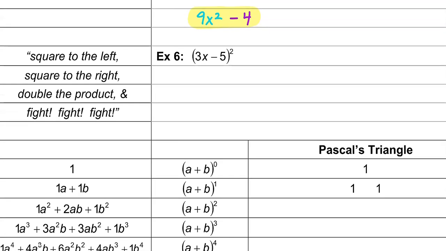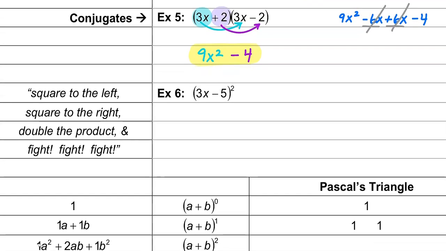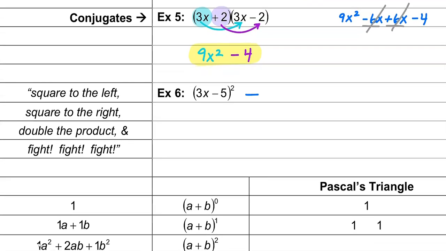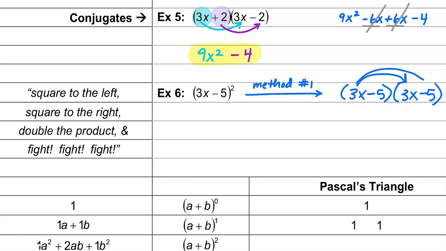So, and then here for this next example, method 1 would be to take the 3x minus 5, and since it's squared, you would write it times itself. And you would distribute through like this. I'm not going to go through that because we just did a bunch of examples up above. Method 2 is what I have here to the right, or left, sorry.